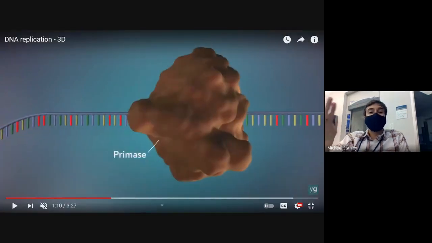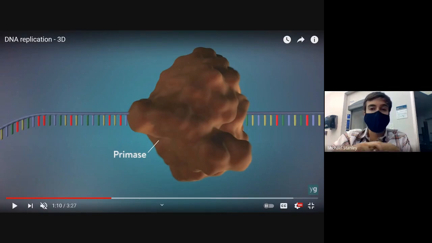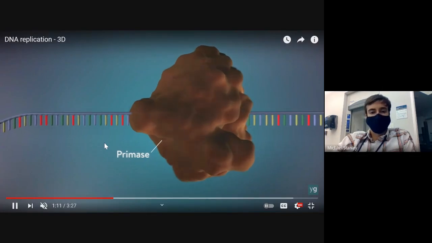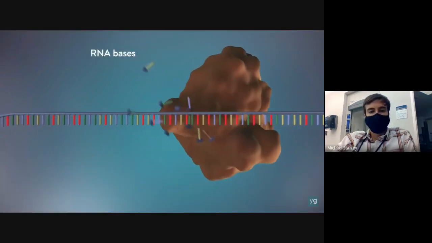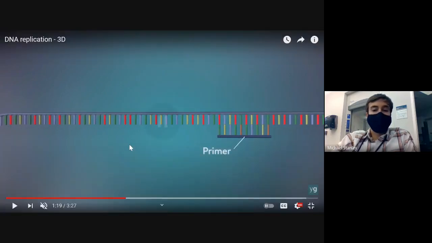So once we get that DNA opened, we have to have a starting point for our DNA polymerases to come in and start building off of. So that's where Primase comes in. Primase is going to put down a short segment of RNA to give us a starting point to start building our DNA on. So it takes a little bit of RNA, puts it down on top, and now we have our little RNA primer, and so we're ready to start building some DNA on this side.